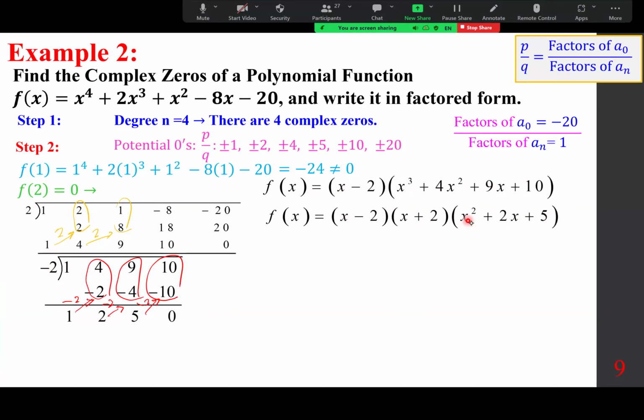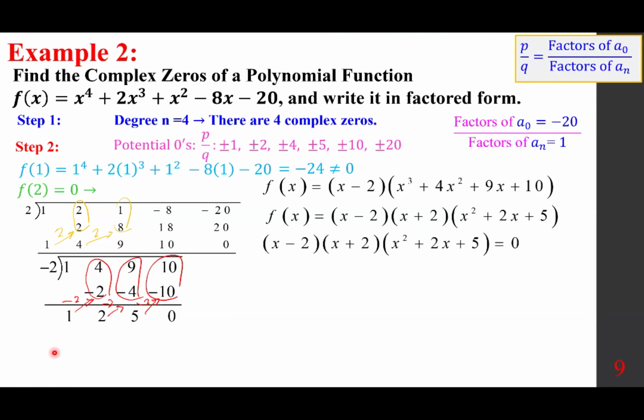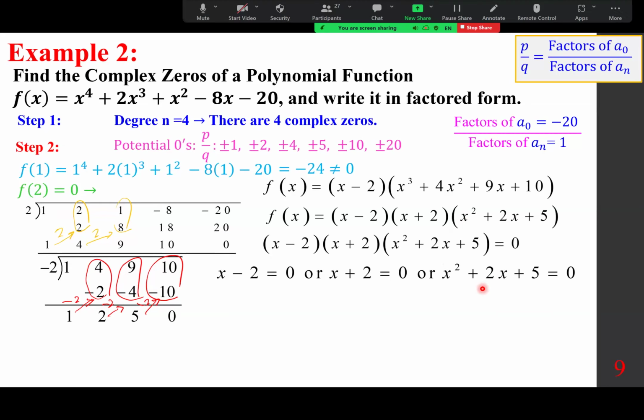Because the degree is 2, we're not going to continue by checking. We just handle it by one of the methods that we've learned. In this case, we will go with the quadratic formula: x equals negative b plus or minus the square root of b squared minus 4ac, over 2a, because it can't be done by factoring.